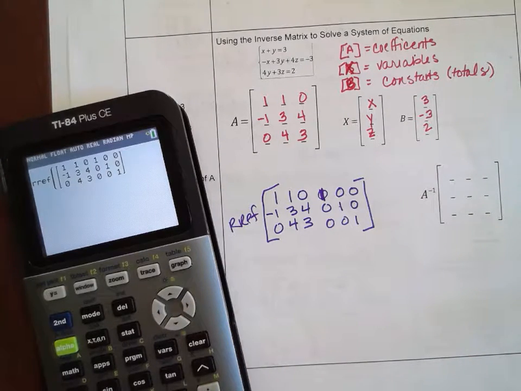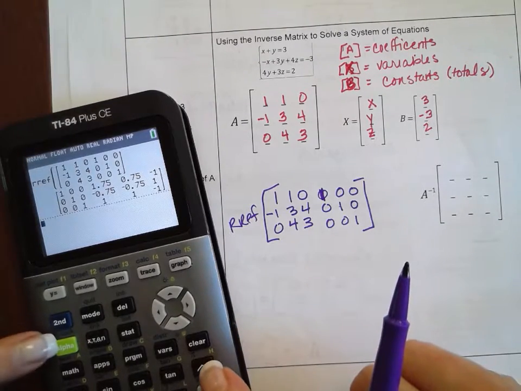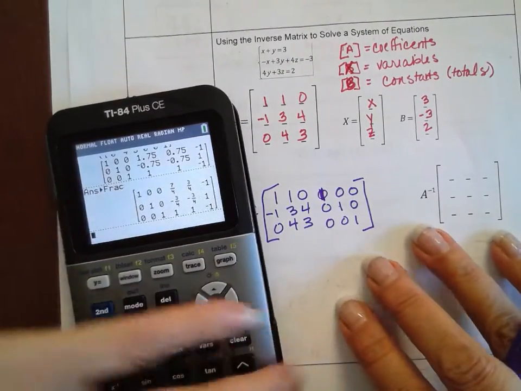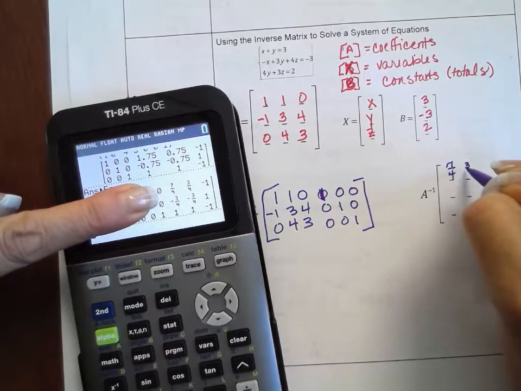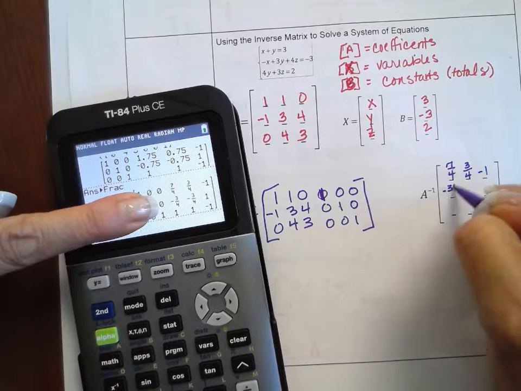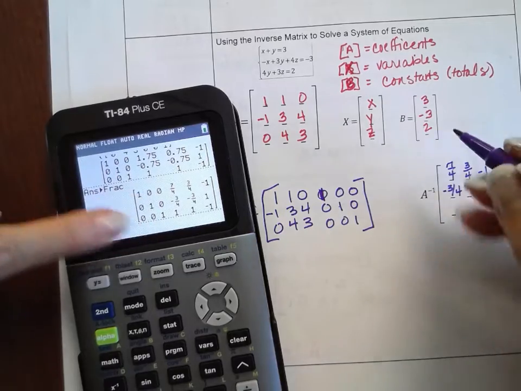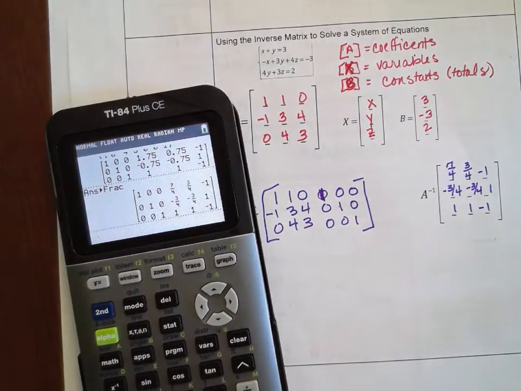1. All right. And remember how we flip-flopped it? So that means, in fact, I think I want to put it into fractions. So my inverse becomes 7/4, 3/4, negative 1, negative 3/4, negative 3/4, 1, and then 1, 1, negative 1. Good?